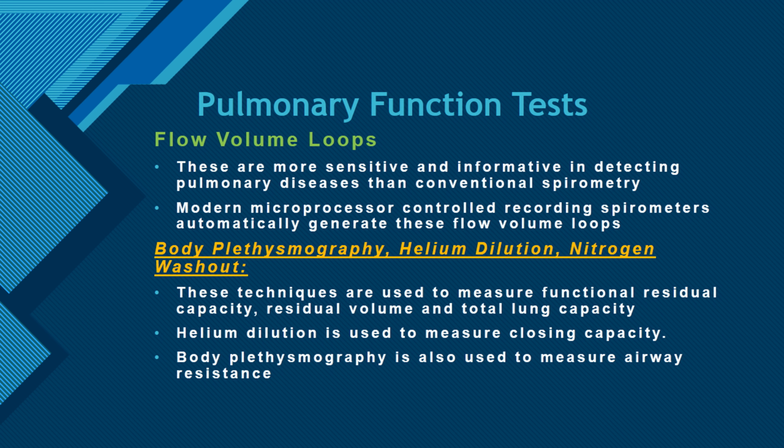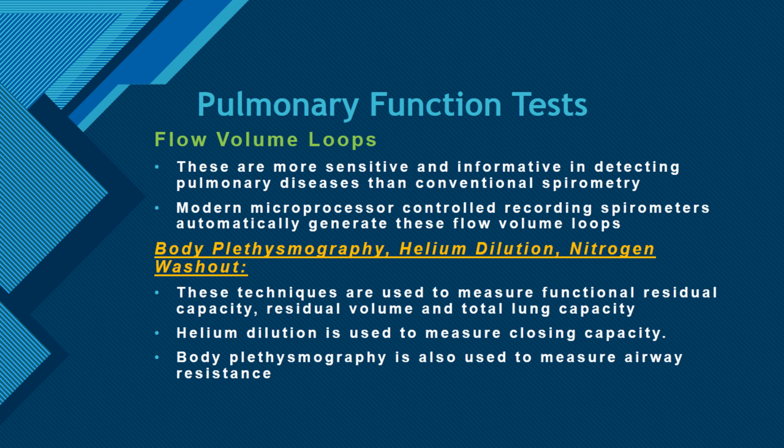Body plethysmography, helium dilution, nitrogen washout. These techniques are employed for measuring functional residual capacity, residual volume, and total lung capacity. Helium dilution technique is also used to measure closing capacity, which is the volume at which airway closes. Normally, it is 1 liter less than functional residual capacity. If functional residual capacity falls below closing capacity, there will be significant hypoventilation and V/Q abnormalities. Body plethysmograph is also used to measure airway resistance.